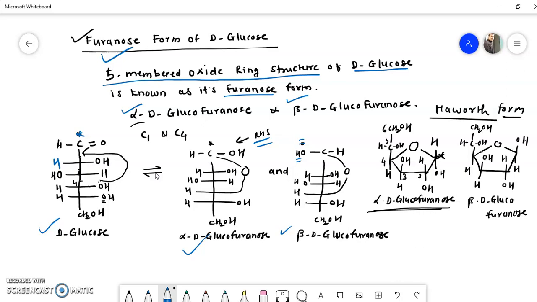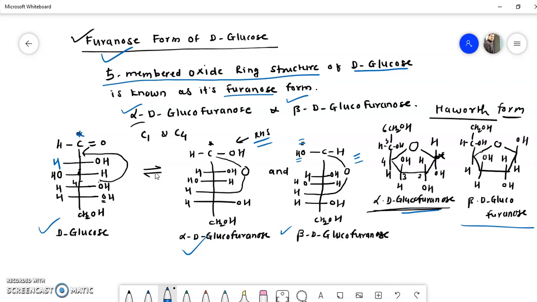But actually these molecules are in the Haworth form. So how to obtain the Haworth form from this Fischer projection form? It is very simple. Just draw a 5-member ring first, and then consider alpha D-glucofuranose and the groups which are on right hand side of this Fischer projection formula. All these groups should be written below the plane of this ring, and the groups which are on left hand side of this Fischer projection, you should write above the plane of this ring. So it is called alpha D-glucofuranose. Similarly, you can draw the structure for beta D-glucofuranose. So this is all about the furanose form of D-glucose.